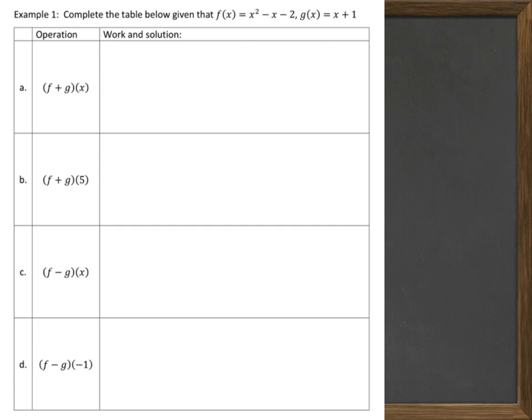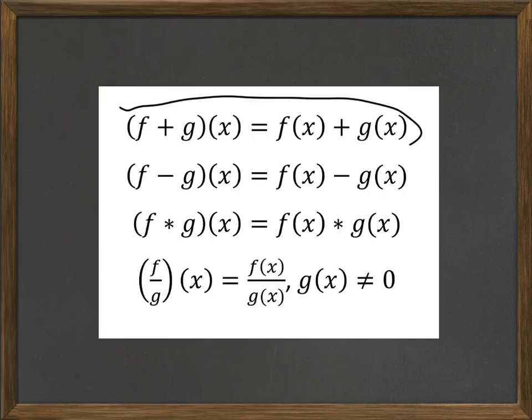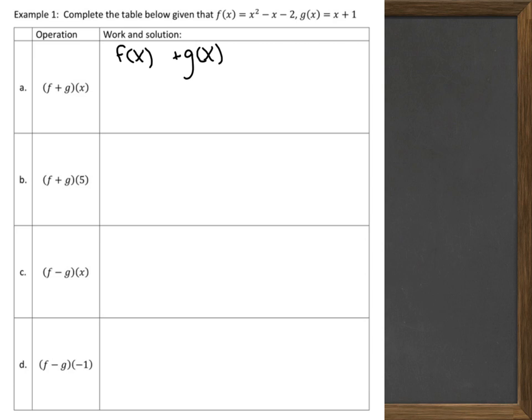So the first thing I'm going to do for part A is rewrite this as f of x plus g of x. Because remember, that's what this first one says. It says that f plus g of x is equal to f of x plus g of x. So let's just write it that way.